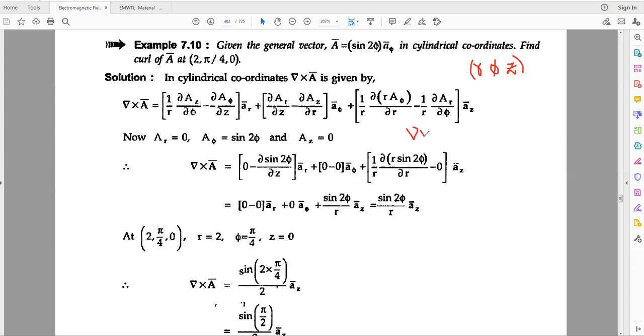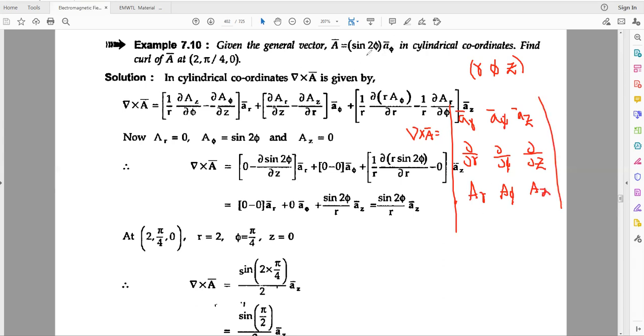First of all, you can write del cross A bar as a determinant. In the cylindrical coordinate system, the components are AR, A phi, and AZ, with the operators dou by dou R, dou by dou phi, and dou by dou Z. And what is the function? It is phi only. A bar means AR, A phi, and AZ. What is the AR coefficient, the A phi coefficient, and the AZ coefficient?